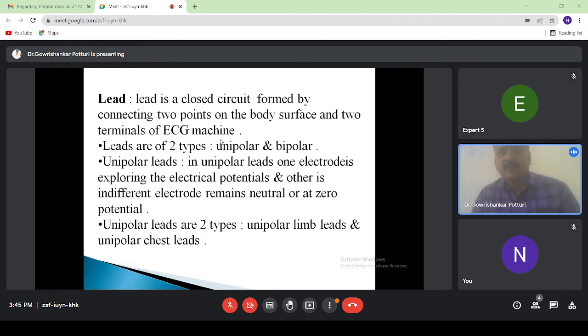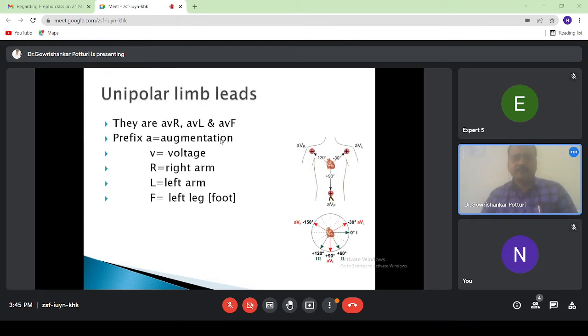Leads are of 2 types, unipolar leads and bipolar leads. In unipolar leads, one electrode is exploring the electrical potentials and the other is the indifferent electrode. It remains at 0, that is neutral. Unipolar leads are again 2 types, unipolar limb leads and unipolar chest leads. The unipolar limb leads are called AVR, AVL, AVF. A means augmentation, V is voltage, R is right arm, L is left arm, F is left foot, left leg.